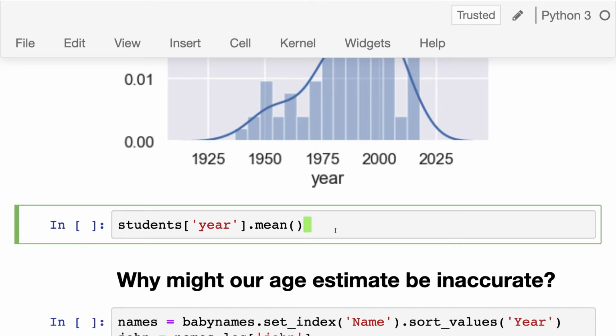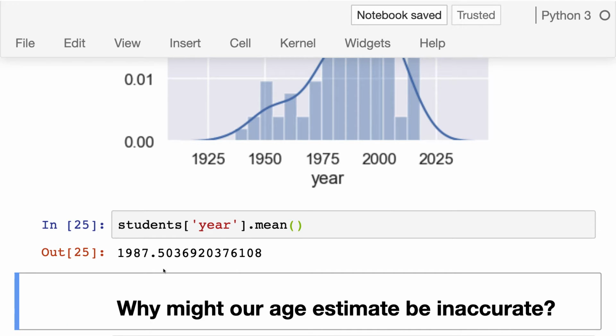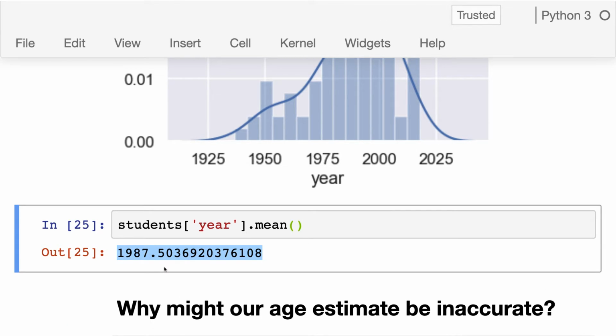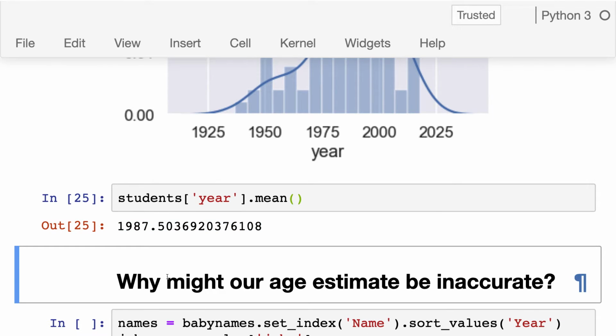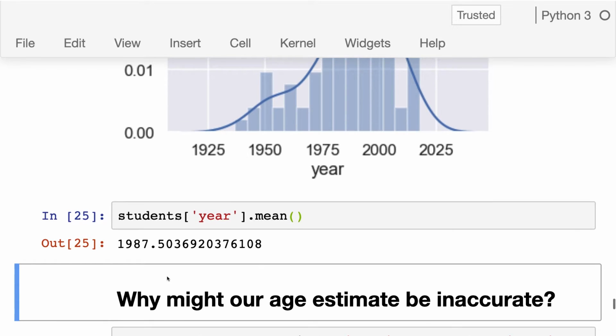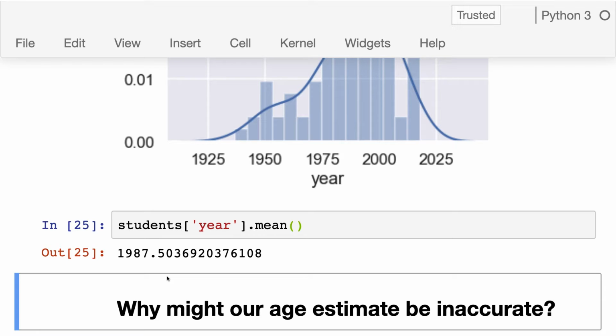Unfortunately, what happens when I do this is when I take the average year, I get something kind of weird, like 1987. So it looks like I would predict that the average age of the class is something like, oh my gosh, 32 years. And I think most of you guys, or most people taking Data 100 in the past, have been younger than 32 years old. And so you might ask the question, well, what happened here? Why might this be inaccurate? Any guesses?